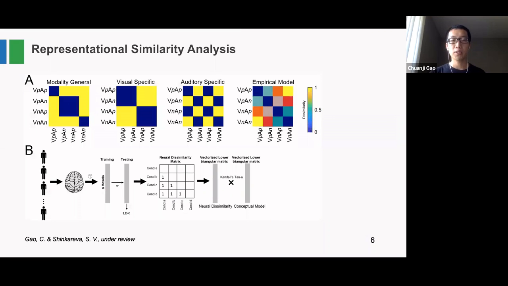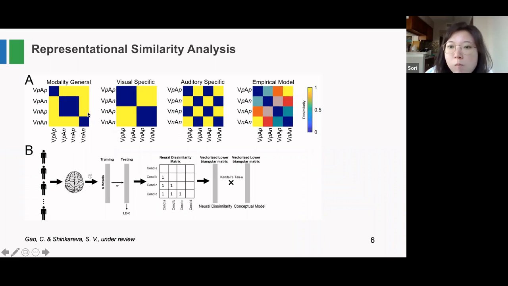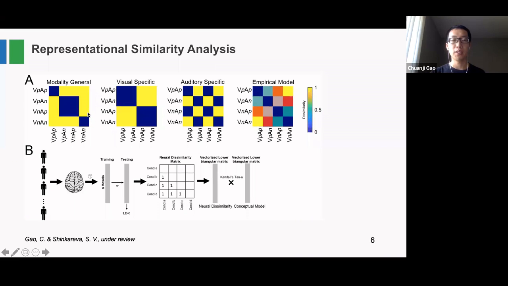we use representational similarity analysis to test different models, because this approach can capture the representational geometry of different models. So we have specific conceptual models that we want to test. The modality-general model assumes that there is a common neural system for processing valence regardless of modality, and then there is a visual-specific valence model and an auditory-specific valence model. And we also have an empirical model, which is derived from the post-scanner task, where we have individualized valence ratings.